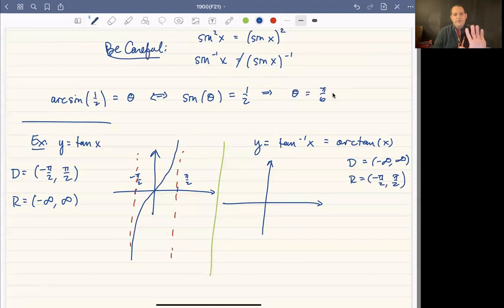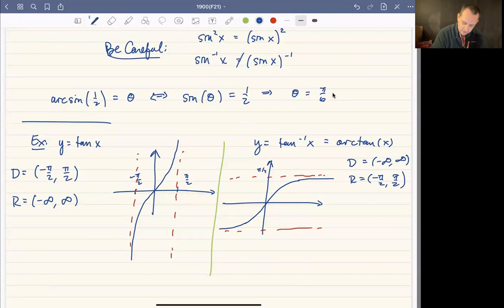And again, flip it about the line y equals x. So flip the page front to back and then rotate. And what it's going to look like is we're going to have asymptotes at pi over 2 and negative pi over 2. Those are horizontal asymptotes, and it's going to look something like this. Okay, so it's going to go through the origin, and then it levels off at pi over 2 and negative pi over 2. So as x goes to infinity, inverse tangent of x goes to pi over 2, and as x goes to negative infinity, inverse tangent approaches negative pi over 2.